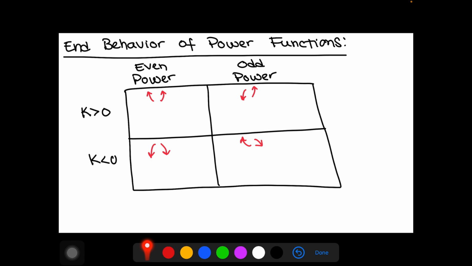We can describe this end behavior using a specific kind of notation. So for our even power, positive constant, both ends go up. Mathematically, I would say as x goes to positive or negative infinity, so that means as I go to the right or the left of the graph, the y values go up. The y values go to positive infinity.